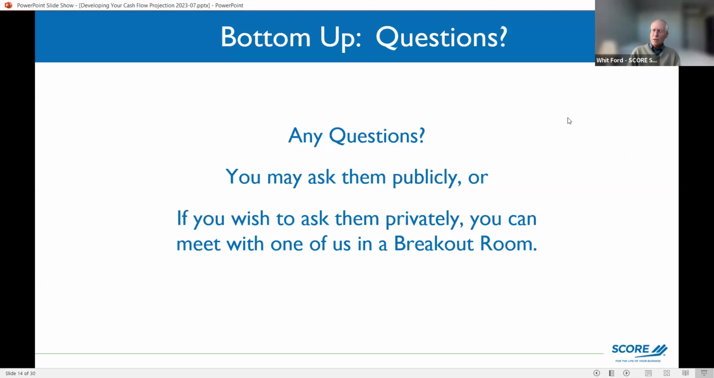Any questions so far on this idea of top-down and bottom-up revenue projections? I need to change this slide, obviously, because we don't have breakout rooms in this, but never mind. Not hearing any questions. I'm not seeing questions in the chat window.